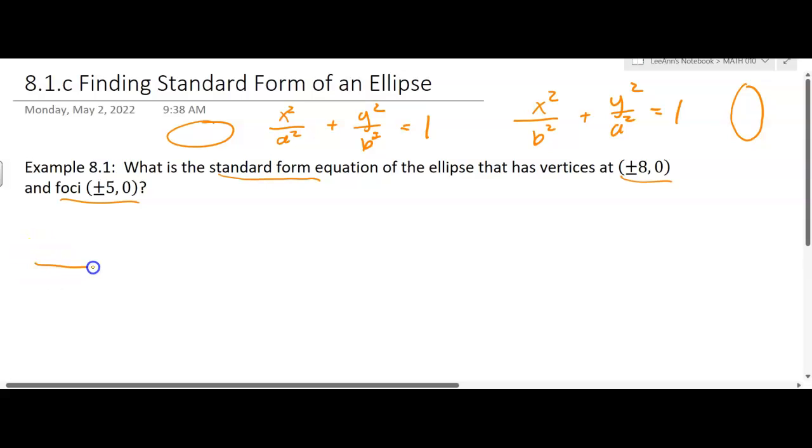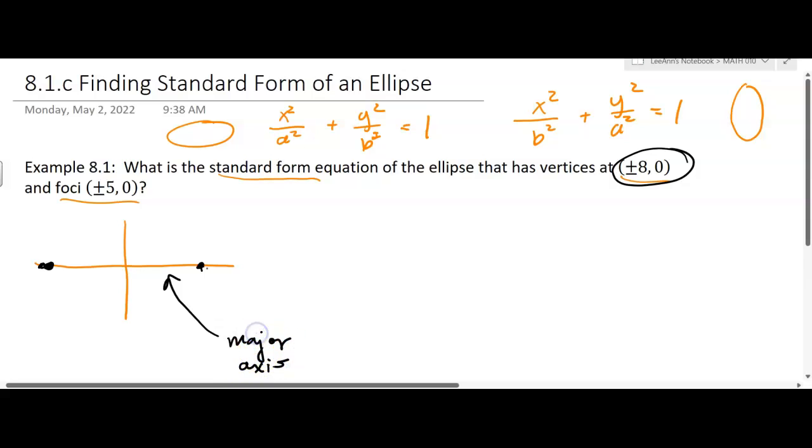Okay, so think about a set of axes here. What do we know? We know where the vertices are. They're at 8, 0, plus and minus. Because of that, we know that this is the major axis. So that means it's going to be some kind of pancake shape going this way, okay? So we're going to want this form right there. We also know the distance here, which is going to be A, and that is 8. So A is equal to 8. So you can pull that off from what we were talking about before.